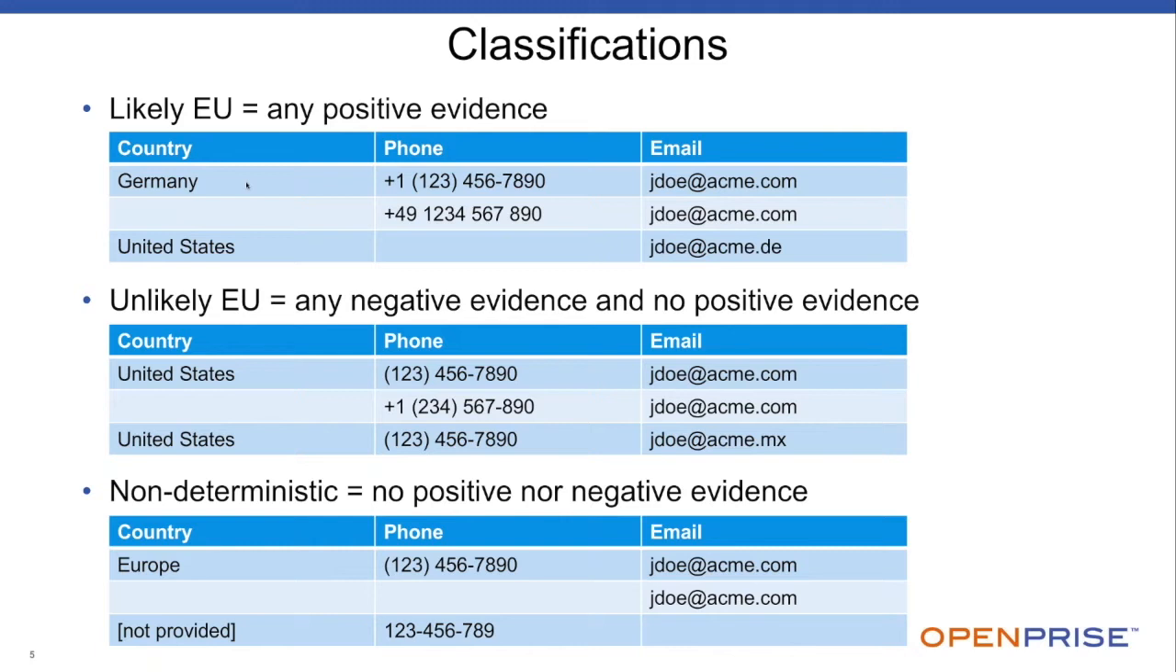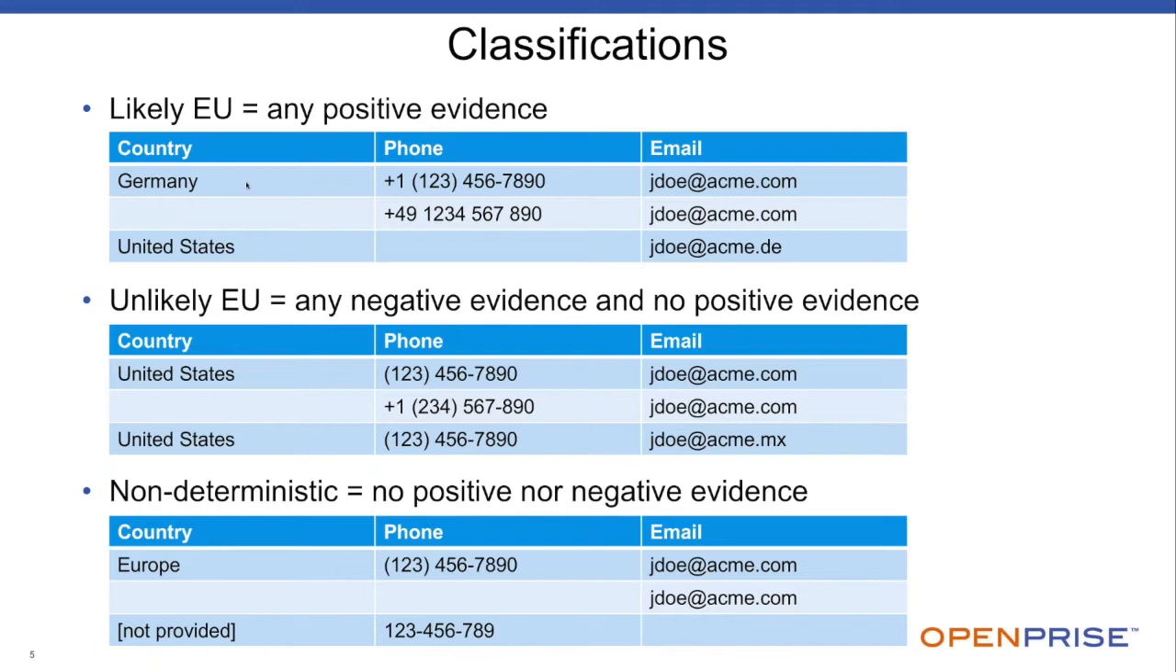All right, so those are all examples of the record having positive evidence to say this is likely an EU data subject. Now, for the second category, in order to classify as unlikely EU, we have to have negative evidence that the person is not EU, and we cannot have any positive evidence at all. So again, let's take a look at some examples. In the first example here, the country is United States. The phone number is inconclusive, and so is the email.